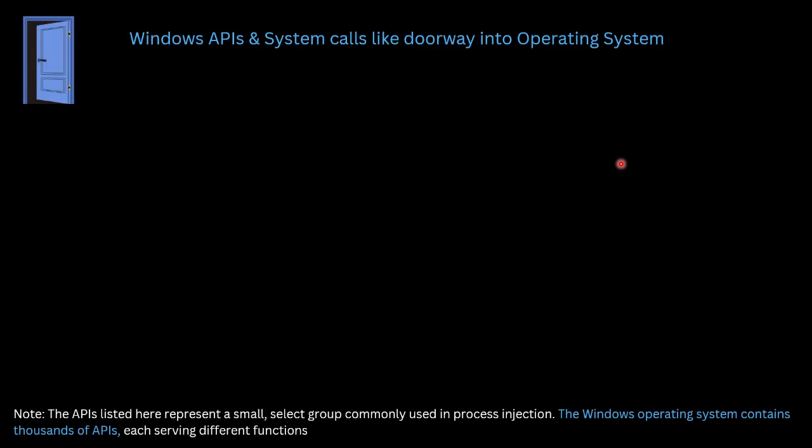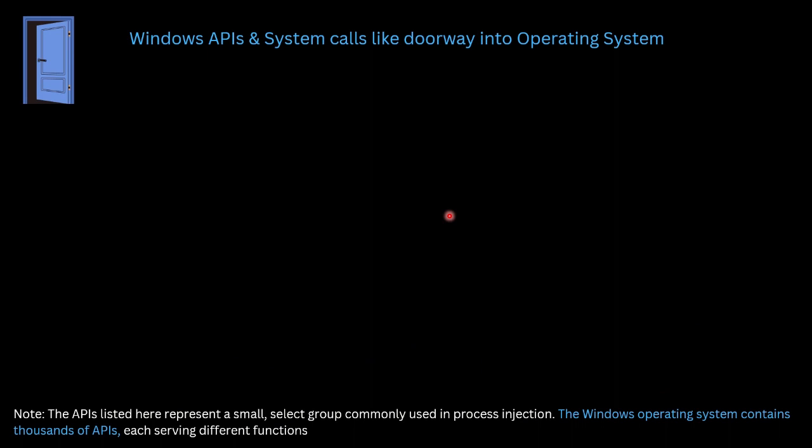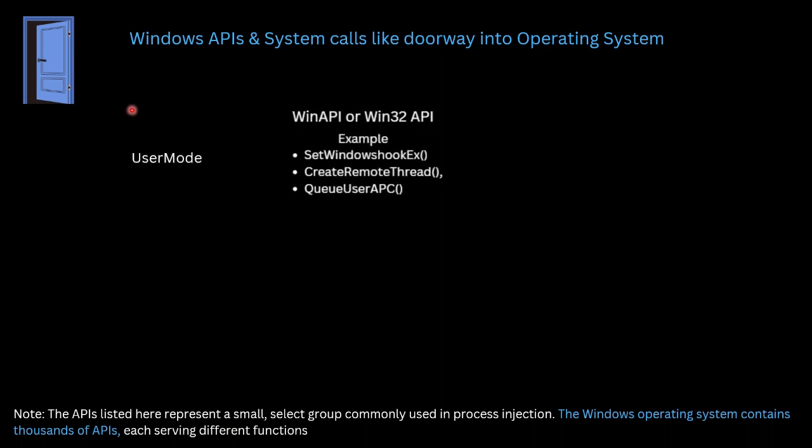Now as I told you, Windows uses APIs and system calls to switch between these different modes. Let's understand about the APIs and system calls. So APIs and system calls, I'm showing the doorway graphic icon here. It is not exactly a doorway, but can be considered in a simple way as a doorway into the operating system. So there are two kinds of APIs and system calls, user mode and kernel mode.